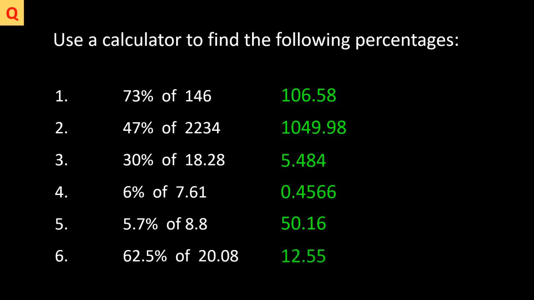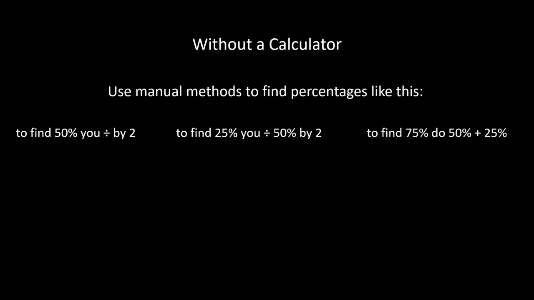Okay, so let's have a look now how we do percentage increase and decrease. So we're looking with and without a calculator. Let's have a look at how we do it without a calculator first. So we're going to use manual methods to find percentages. So we're going to use things like this. 50%, you divide by 2. 25%, you get 50% and divide that by 2. 75%, find 50%, add 25%.